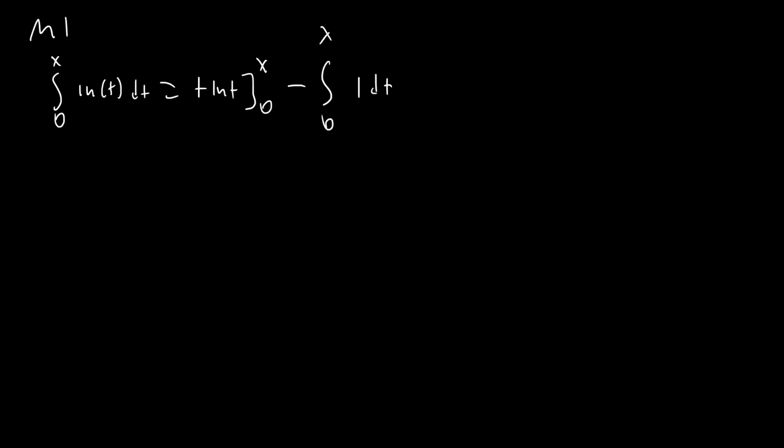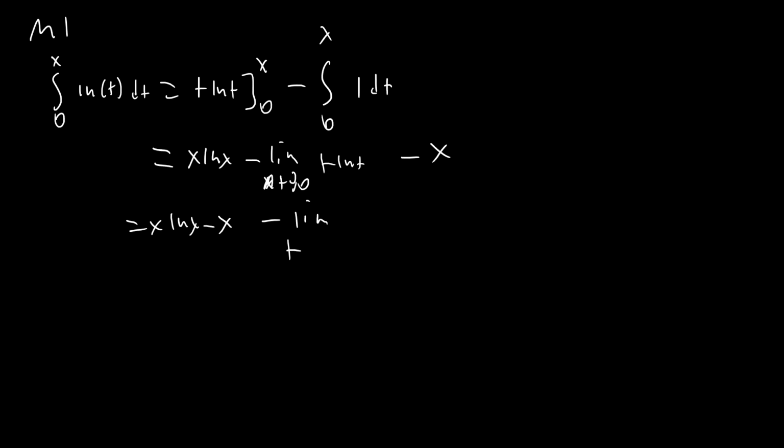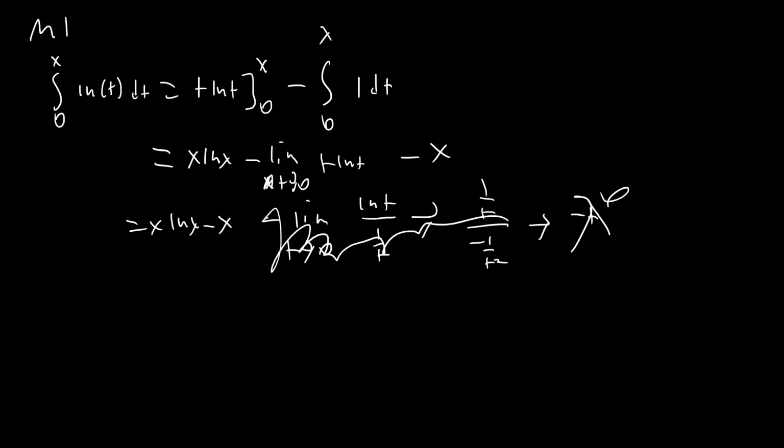Now, this is just going to be x ln x minus the limit as t goes to 0 of t ln t, minus x. So overall, we're going to have x ln x minus this limit as t goes to 0. And we're going to reorganize this into ln t over 1 over t. Using L'Hospital's rule, this is going to become 1 over t over negative 1 over t squared, which is the same thing as just negative t, which as we go to 0, just goes to 0 as well. So overall, our answer is just going to be x ln x minus x.